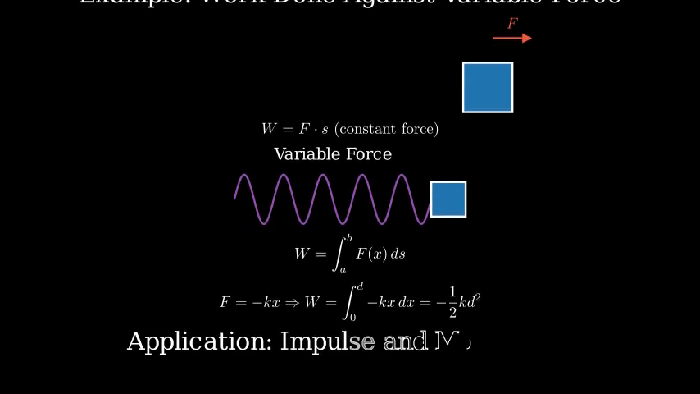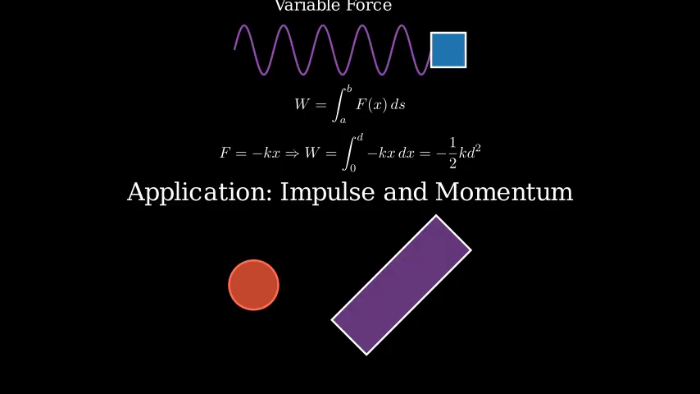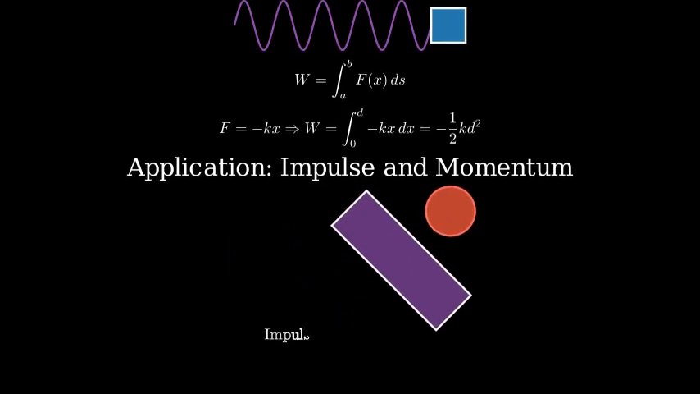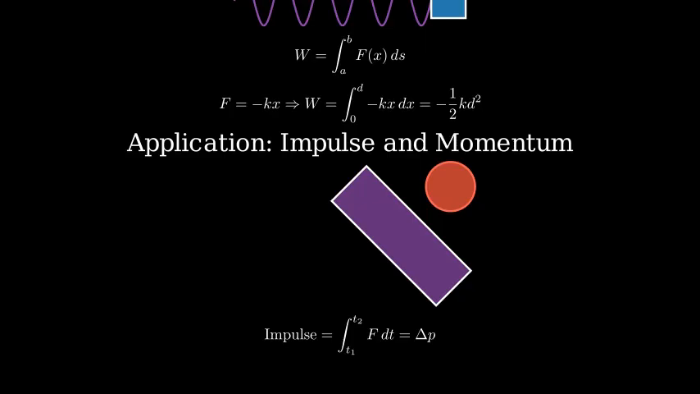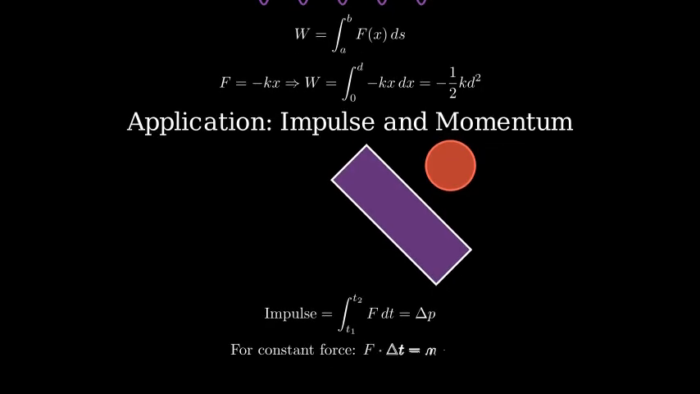Another important application of integration in physics is finding impulse and momentum change. Impulse is defined as the integral of force with respect to time. The impulse equals the change in momentum, which is written as the integral from t1 to t2 of F dt equals change in momentum. For a constant force, this simplifies to F times delta t equals m times delta v.